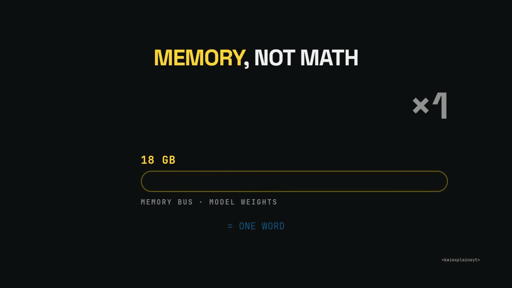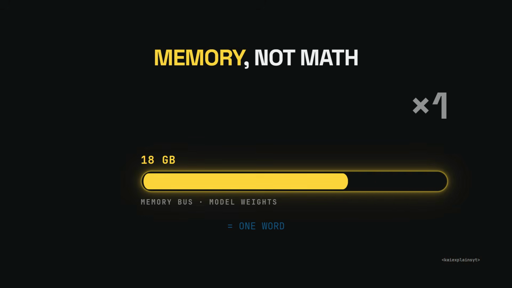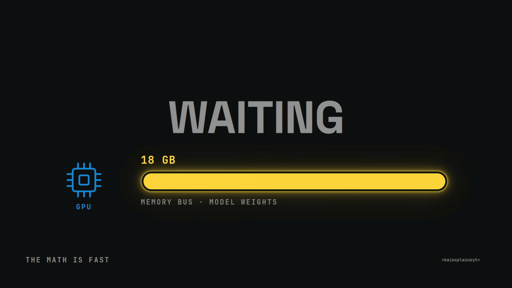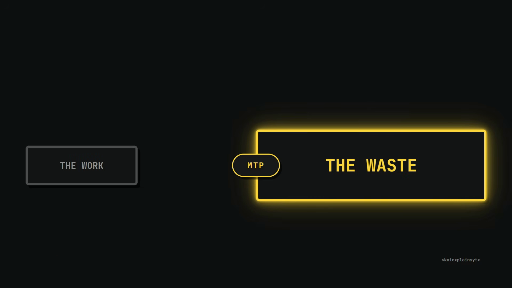Each token generation is basically the GPU reading 18 gigabytes of model weights to produce one single word, then reading the same 18 gigabytes again for the next word, then again, then again. A card doing 80 tokens a second is not thinking 80 times. It is reading the same 18 gigabytes off memory 80 times in a row for 80 single words. The math is fast. The memory is the bottleneck. The GPU is mostly waiting. This is why MTP matters. Not because it makes the GPU faster, but because it attacks the waste instead of the work.